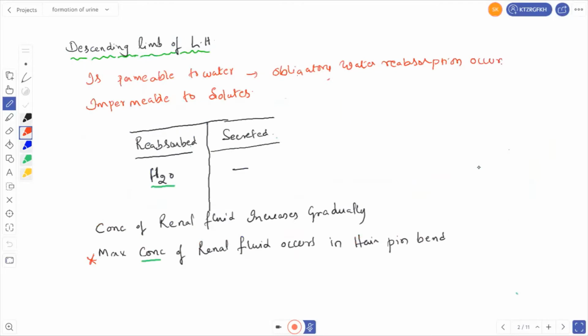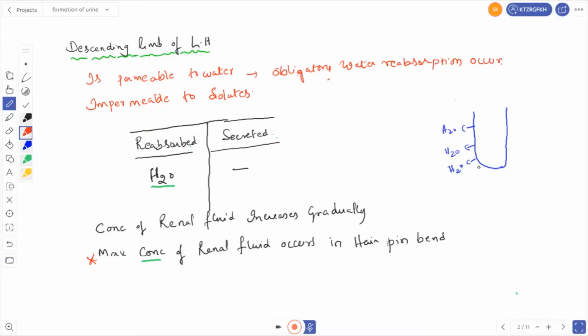Then you see the descending limb. Just now I have drawn the diagram there. This is the descending limb of the loop of Henle. I'm writing a single line: the descending limb of the loop of Henle is permeable to water. So water is reabsorbed from the descending limb, from here to here. In the entire descending limb, the water is reabsorbed. So obligatory water reabsorption occurs in the descending limb. But the descending limb is impermeable to solutes. So no solutes are coming outside and no solutes are entering into the descending limb.